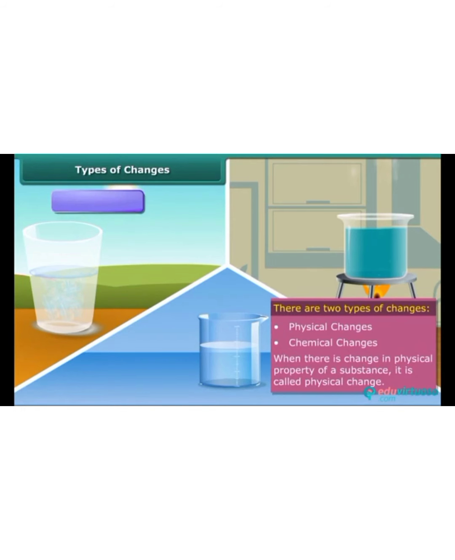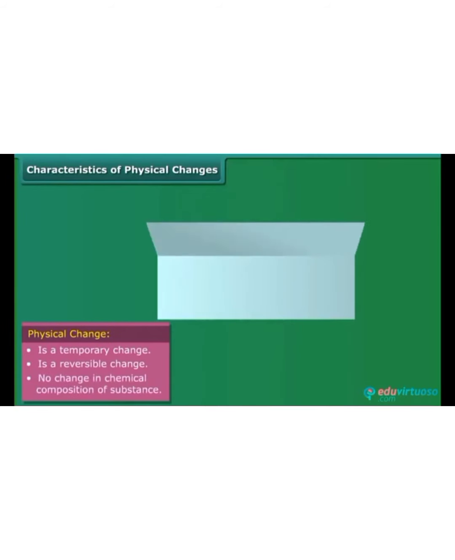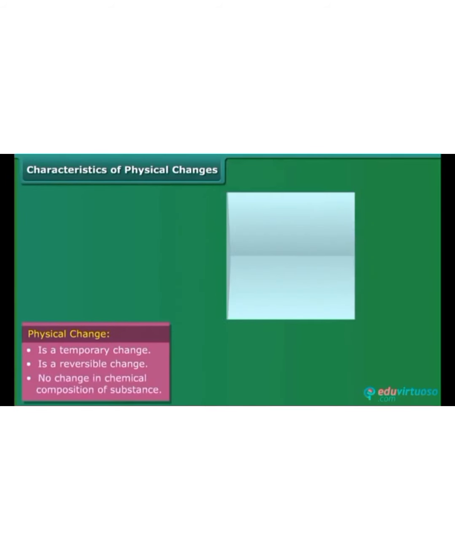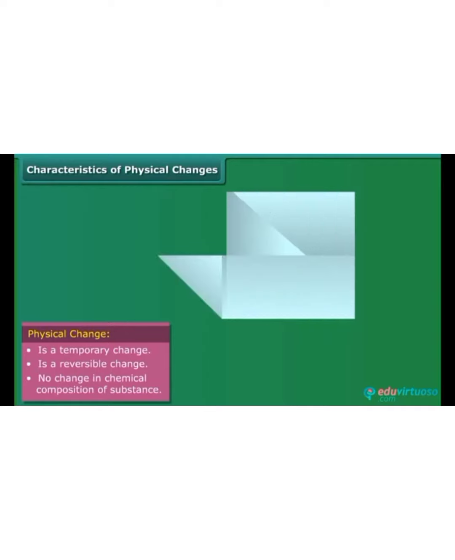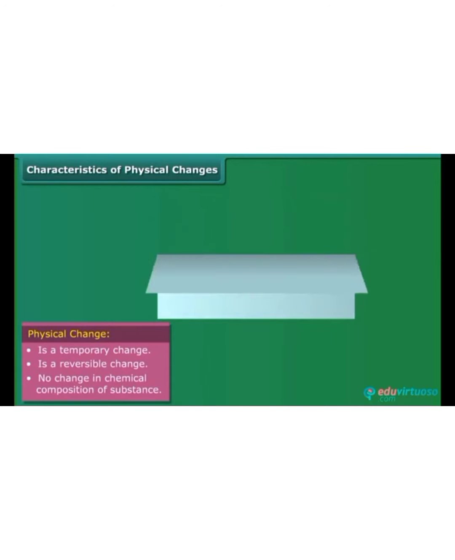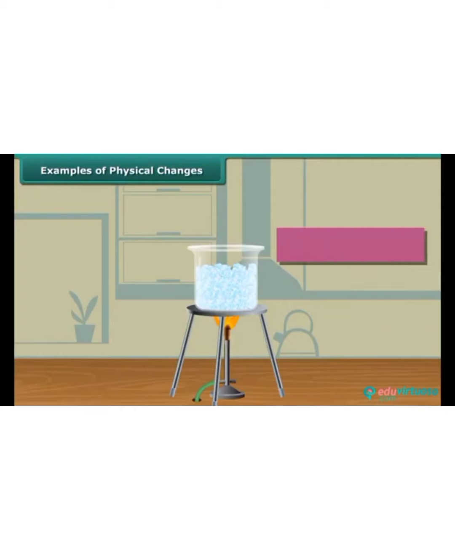Here we will see some of the examples of physical change. First we can see the melting of ice, vaporization of water, and the next one is dissolution of sugar or salt in water. Now we take a piece of paper, fold it and make it into an airplane or any other desired shape. It is a temporary change and it is also a reversible change. When we unfold it, it retains its original position. Here, there is no change in the chemical composition of the substance. So this is the first example for physical change.